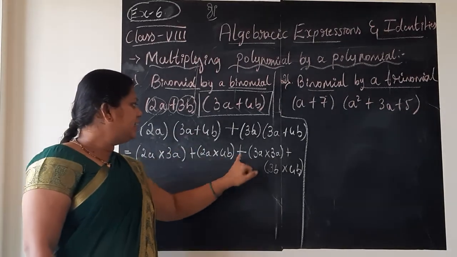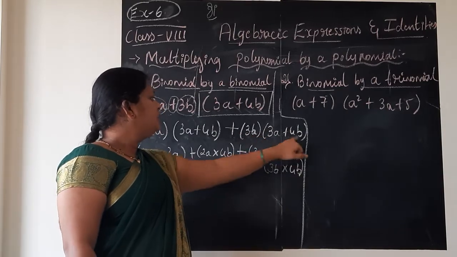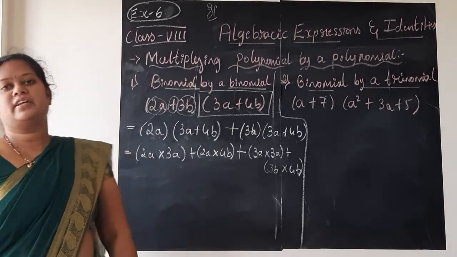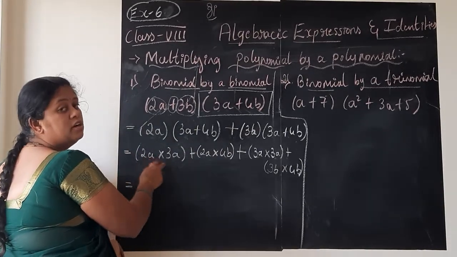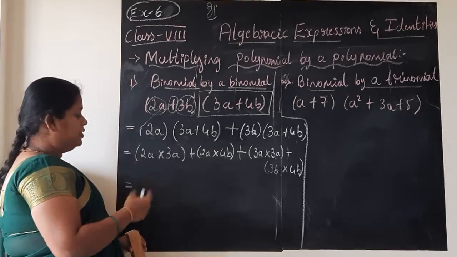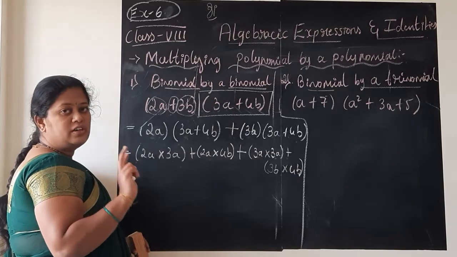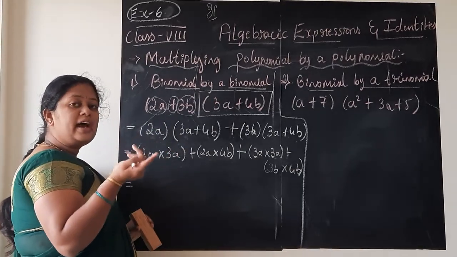This plus sign I will retain. 3b into 3a, plus 3b into 4b. Here children, you should be very careful while multiplying the signs. Next, it is very simple. If at all you have the same variable, first step is multiply the constants. Second step, you will multiply the variables. If the variables are the same, then you should add.